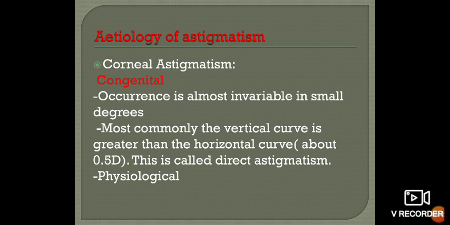All of us have some amount of astigmatism, and the peculiarity of this physiological astigmatism is that the vertical meridian is more curved than the horizontal meridian. So the power of our cornea is more in the vertical meridian than the horizontal meridian. Okay.